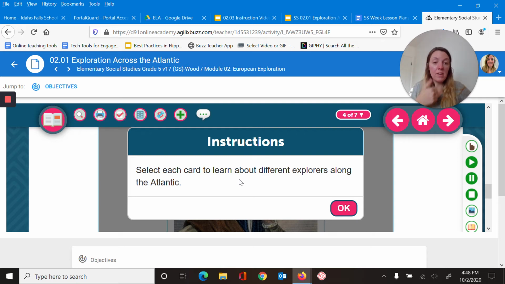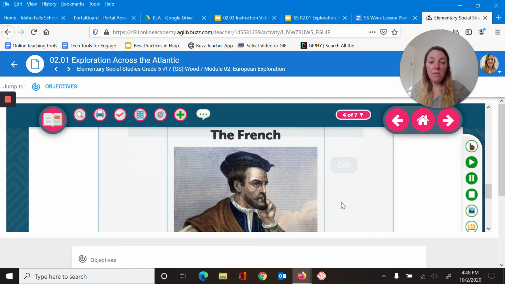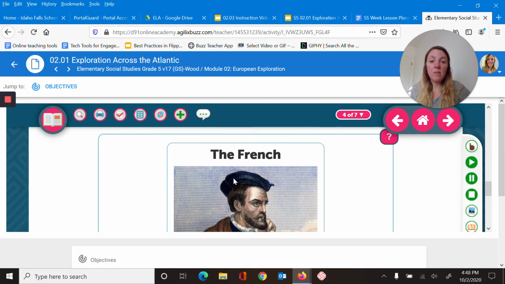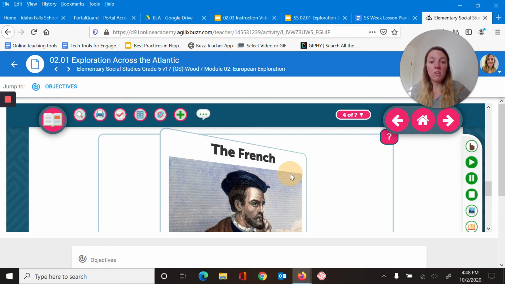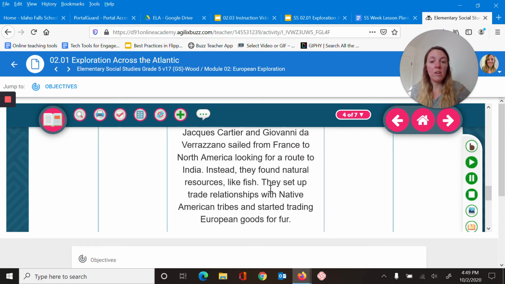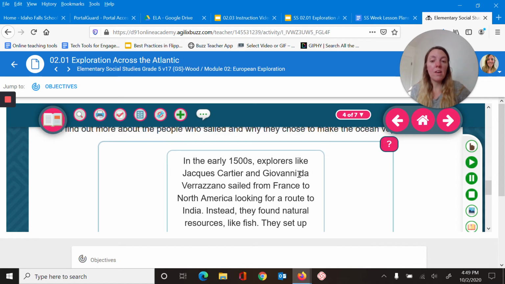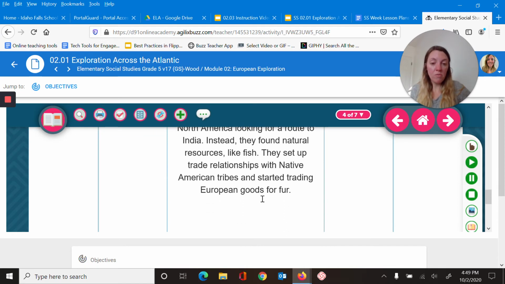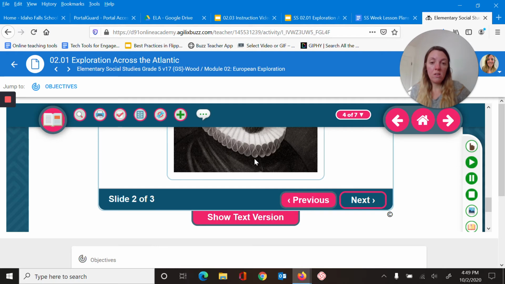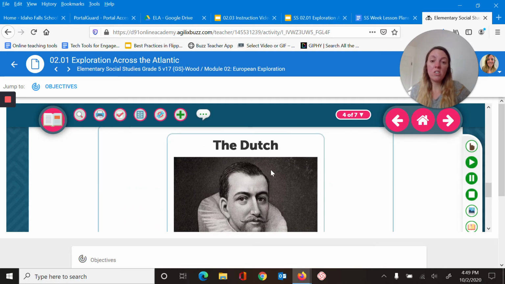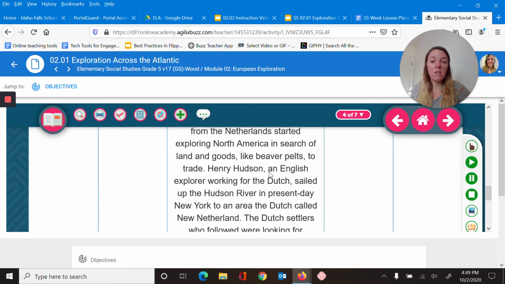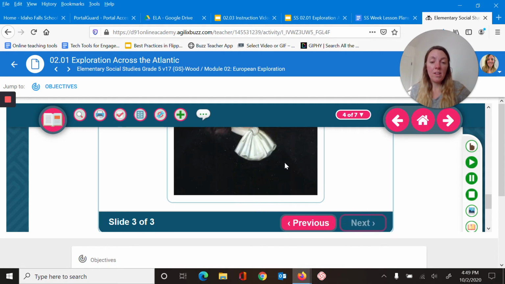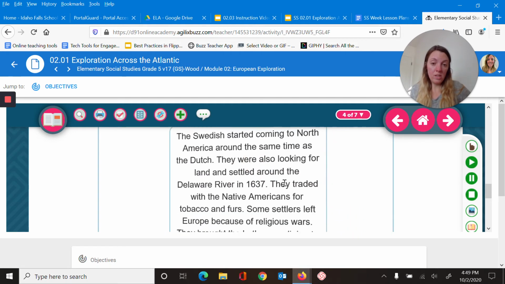So we learned about Vikings. Some of the other people that started to come over to America were the French. And if you click on the card, you can view the back and you can look at specific explorers that came over from France. There's also the Dutch that started to come over. And again, click on that card. You can learn more about the Dutch. And lastly, we have the Swedish.